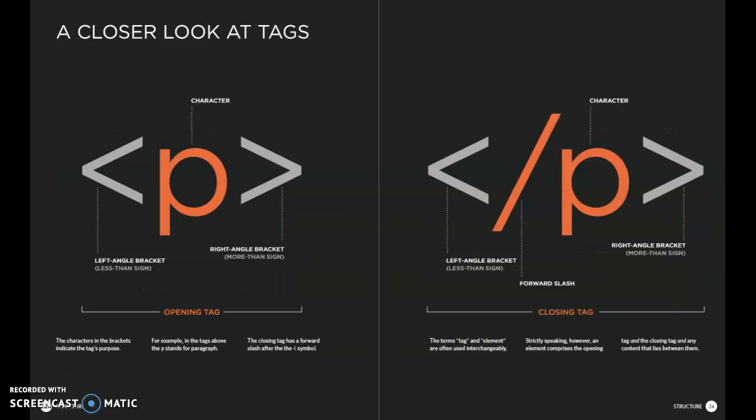Let's take a closer look at a tag. So this would be a paragraph tag. We have the opening tag, which has the left angle bracket, and then we have the right angle bracket, and in between it we have our character. The character in brackets indicates the tag's purpose. So this one is P, which stands for paragraph. The closing tag will have a / before the character to indicate that it is the closing tag. Anything between these two tags will appear in a paragraph formation.